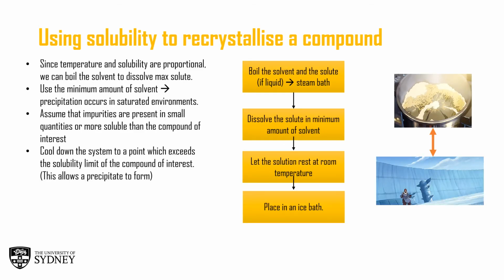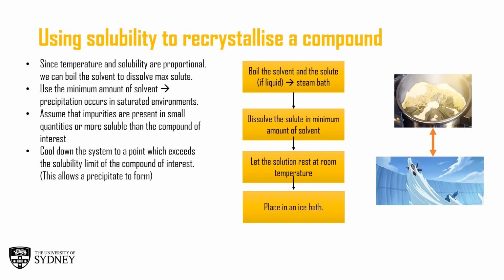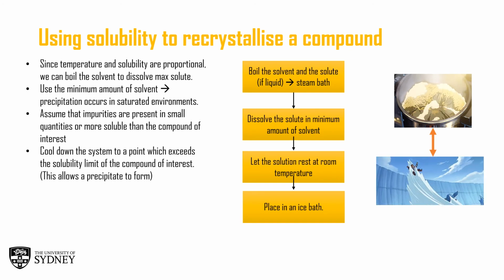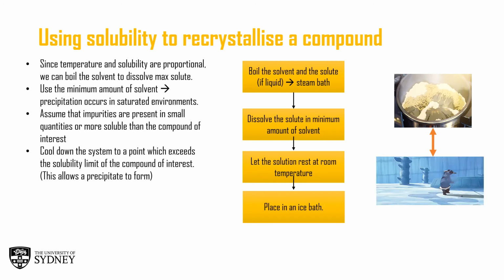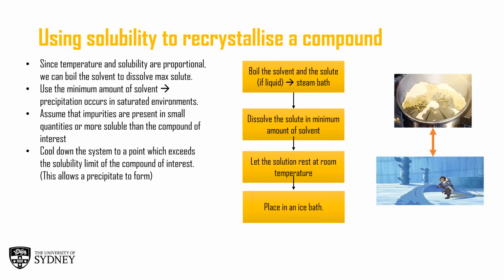How do we recrystallize a compound? First, we need to boil the solvent and the solute. We can use a steam bath. After this, we must dissolve the solute in the minimum amount of solvent to achieve a saturated solution, which is necessary for recrystallization to occur. Next, we let the solution rest at room temperature and finally place it in an ice bath. The longer we leave the solution to rest, the more crystals will form and the more accurate our experiment will be.